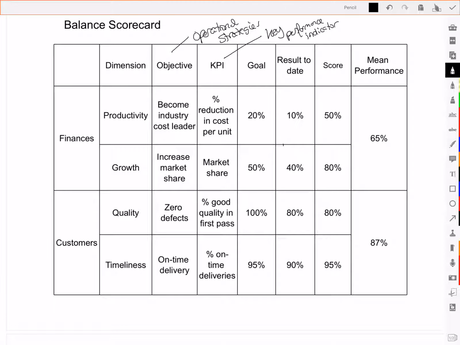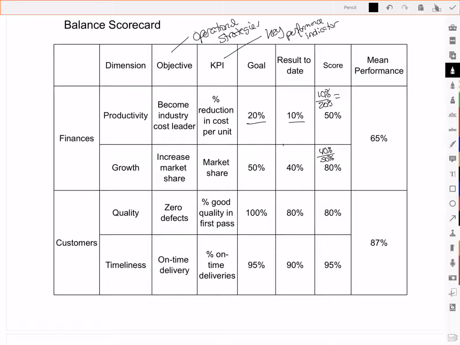So based on this balanced scorecard, currently we've cut our costs by 10%. Our goal is to cut them by 20%. So our score then is that 10% divided by 20%, which means we're halfway to the goal. If our goal is to increase market share, and our goal is to have 50% market share, and we're currently at 40%, then our score is the 40% divided by the 50%, and you can see we've obtained 80% of our goal.